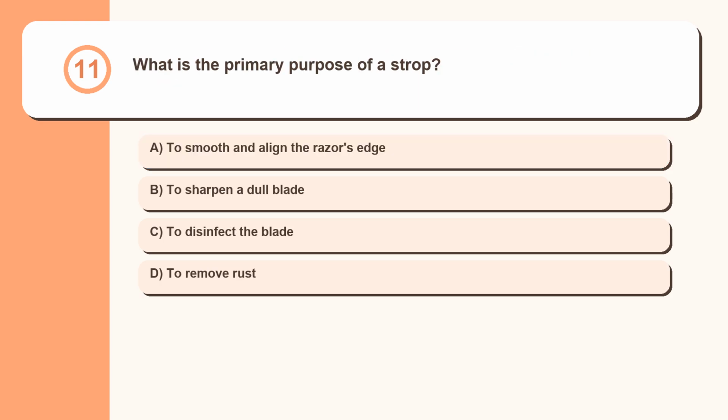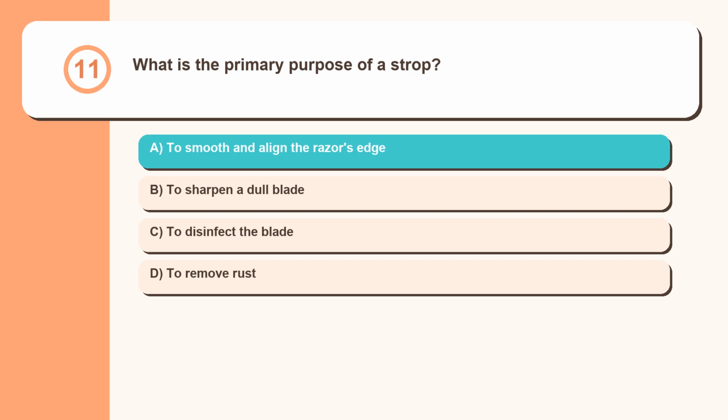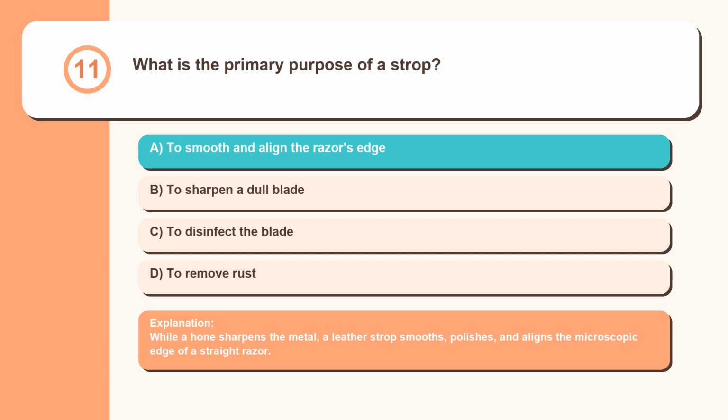Question 11. What is the primary purpose of a strop? To smooth and align the razor's edge, to sharpen a dull blade, to disinfect the blade, to remove rust. While a hone sharpens the metal, a leather strop smooths, polishes, and aligns the microscopic edge of a straight razor.